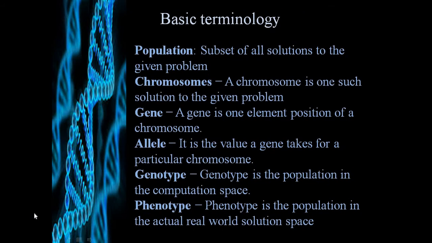Here are some of the basic terminology in accordance with genetic algorithm. First is population. Population, as we know, is the subset of all solutions to the given problem. Chromosomes. A chromosome is one such solution to the problem. And gene is a one element position of the chromosome. Then allele is the value a gene takes for a particular chromosome. Then genotype and phenotype. Genotype is the population in computation space and phenotype is the population in actual real world solution space.